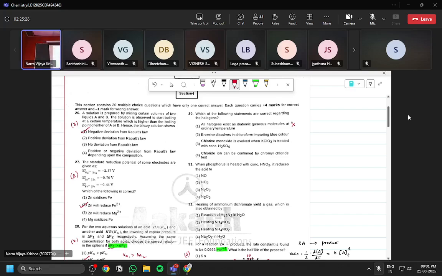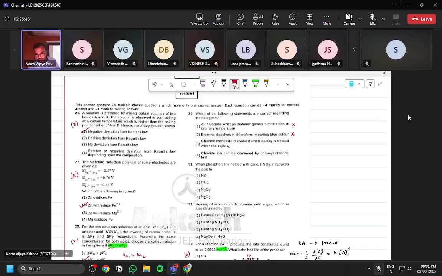Bromine dissolves in chloroform imparting blue color. No, chloroform is colorless. Bromine dissolves in chloroform or carbon tetrachloride and forms brown color. So this is also wrong. Correct? Chlorine monoxide means Cl2O.